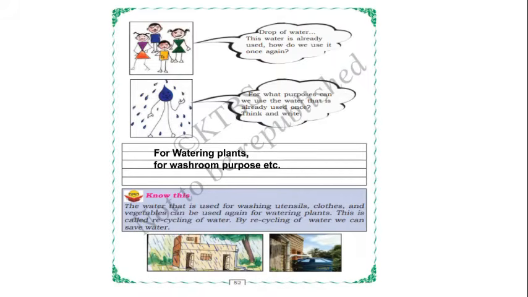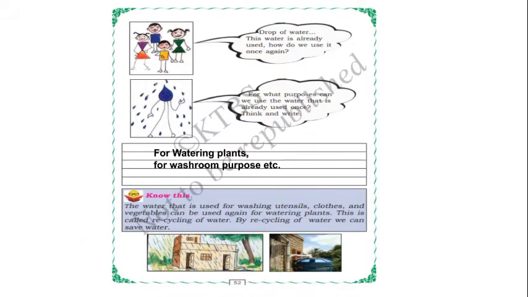This water is already used. How do we use it once again? For what purpose can we use the water that is already used once? Think and write. So children, just now we were talking about the prevention of wasting water, isn't it? Then this already used water, can we use it, children? Yes, we can use it once again. So how can we use it?